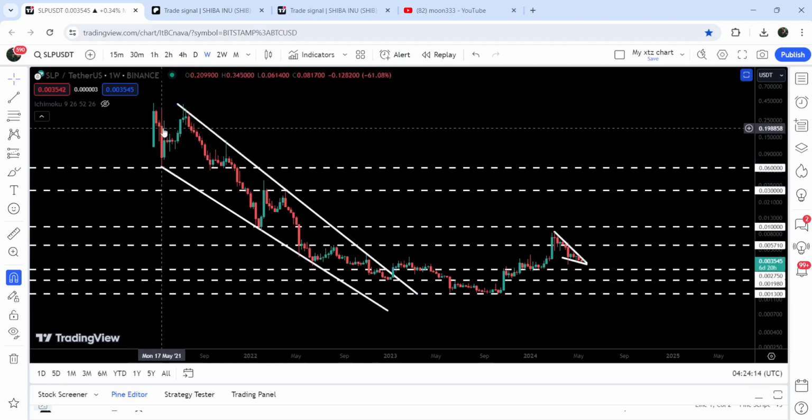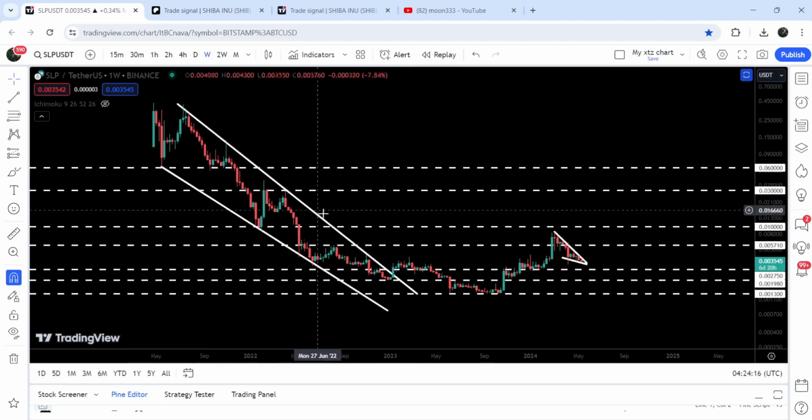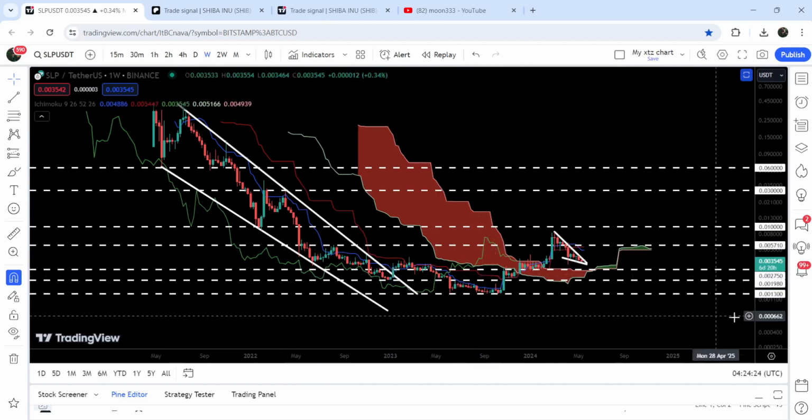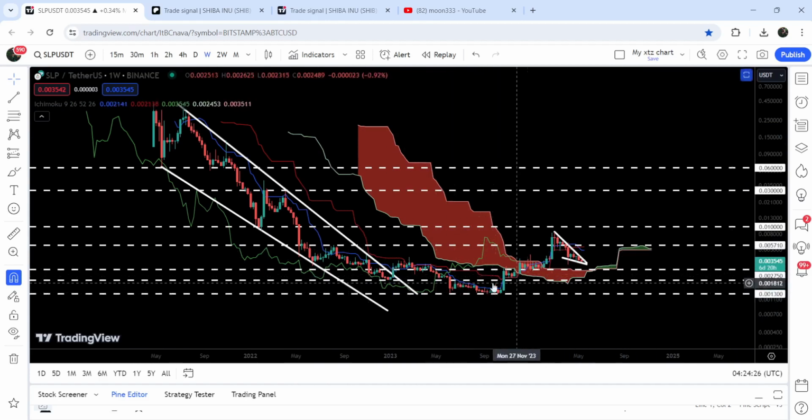It was moving inside this wedge from the month of May 2021 up till the month of January 2023, and after the breakout, the price line moved slightly down but found a very firm support here at $0.0013, and you can see that for several weeks or months the price line has been testing the support and gearing up.